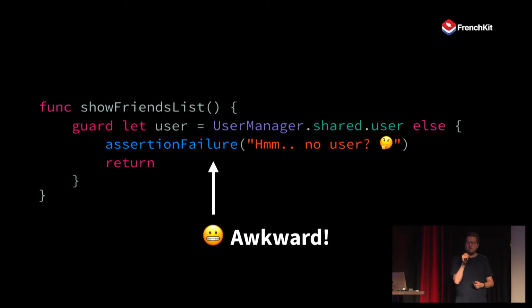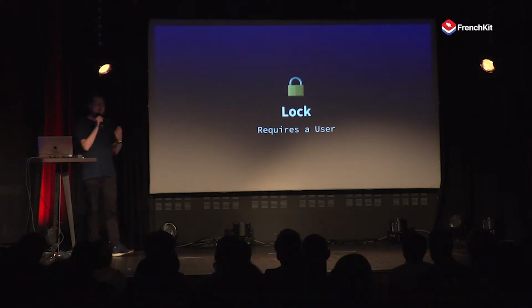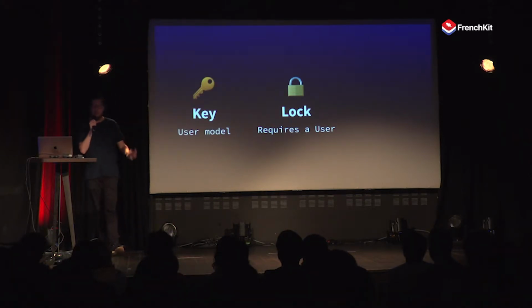And writing this assertion failure feels kind of pointless because we know or assume that this code will never actually be run. So even if we do our homework and make this a proper dependency injected dependency, so we have a user manager property and we use that instead of a singleton, we still have this problem. So how can we solve this using locks and keys? What we're going to do is design a system where part of our system is hidden behind a lock. And this lock requires a user in order to open it. So the user model becomes the key that opens the lock.